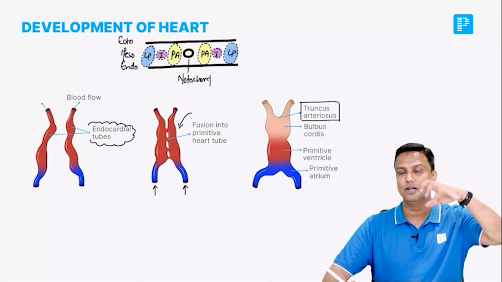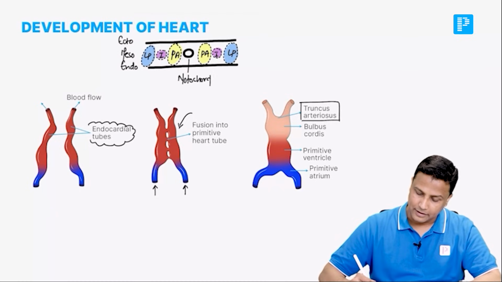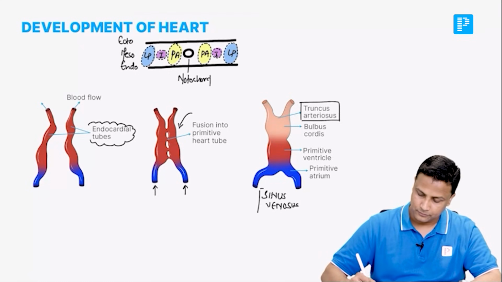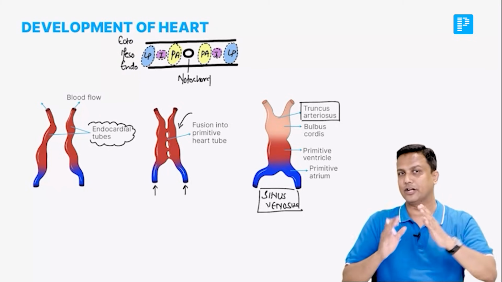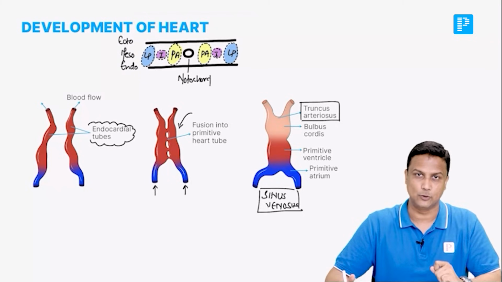The cranial part of the heart tubes is referred to as truncus arteriosus, whereas the caudal part will be referred to as sinus venosus. That will be sinus venosus. So I repeat again, after the fusion of the heart tubes, the cranial part is referred to as truncus arteriosus and the caudal part will be referred to as sinus venosus.